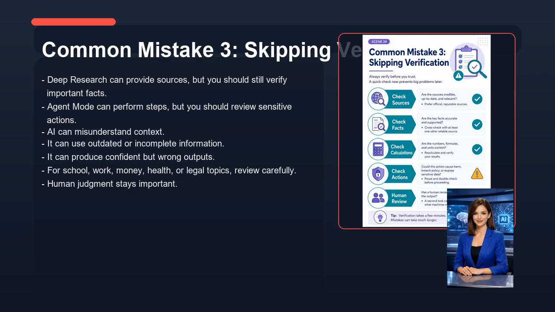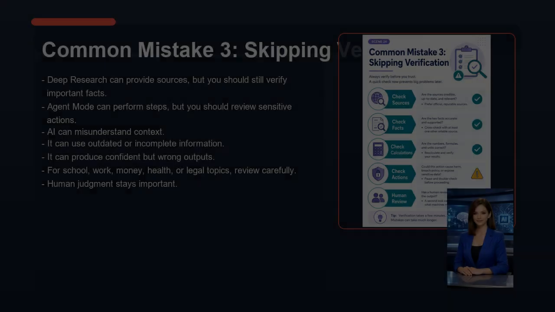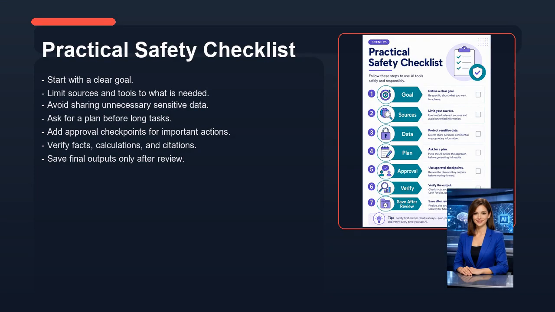For school, work, money, health, or legal topics, review carefully. Human judgment stays important. Now let's look at practical safety checklist. Start with a clear goal. Limit sources and tools to what is needed.